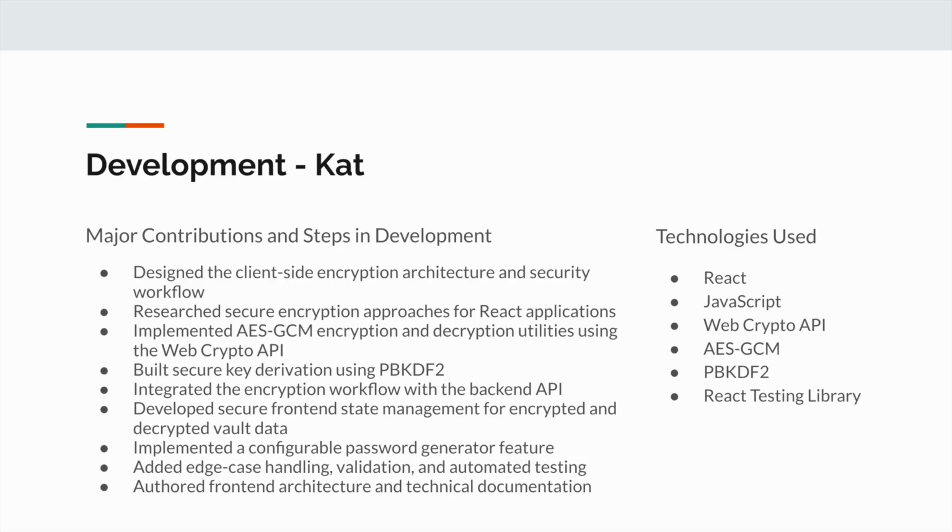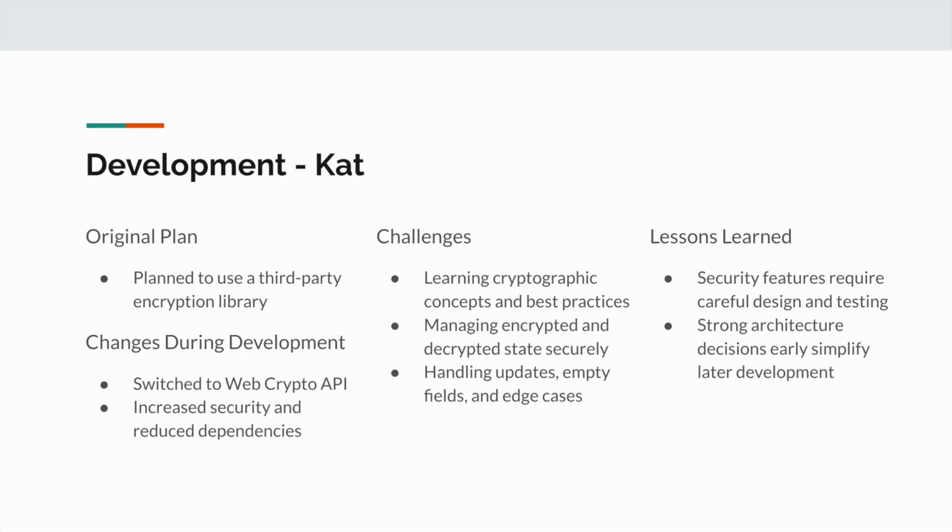React provided the front-end framework, while the Web Crypto API enabled browser-based encryption without relying on third-party libraries. AES-GCM was selected to protect both the confidentiality and integrity of credential data, and PBKDF2 was used to securely derive encryption keys from the user's master password. And React Testing Library was used to validate the security related functionality through automated testing.